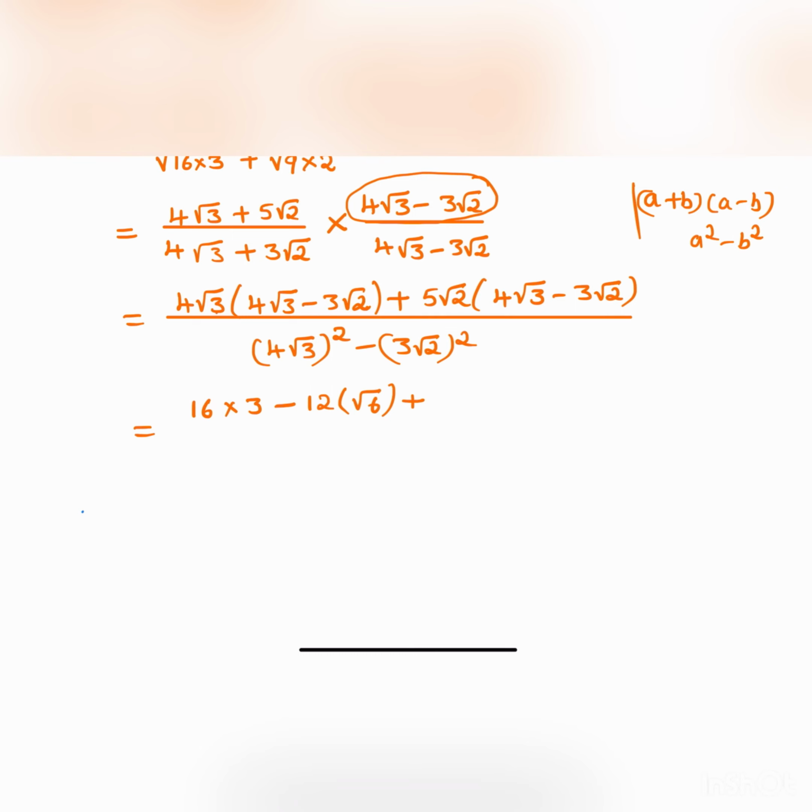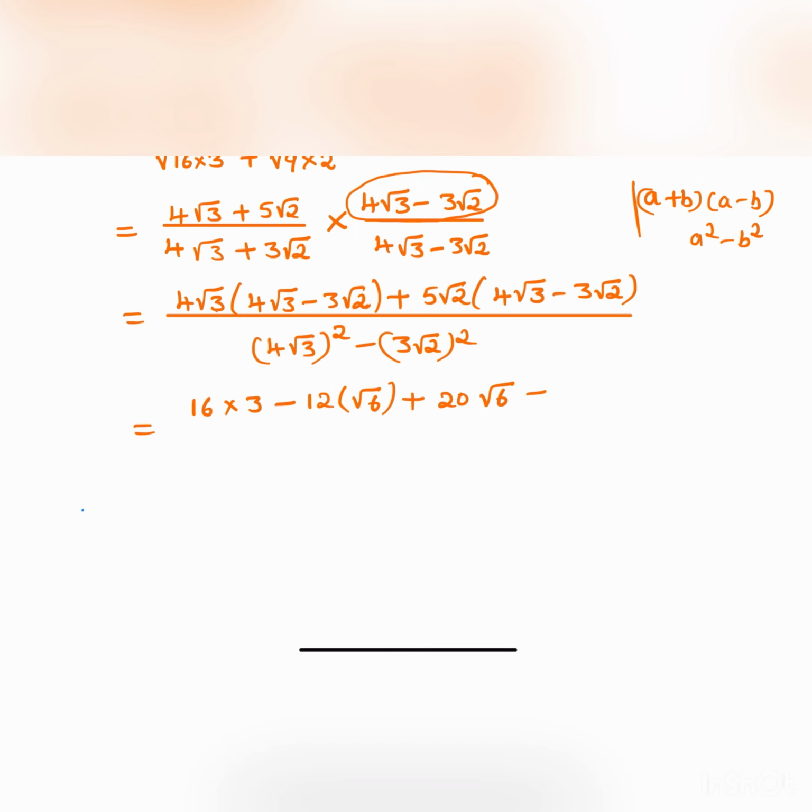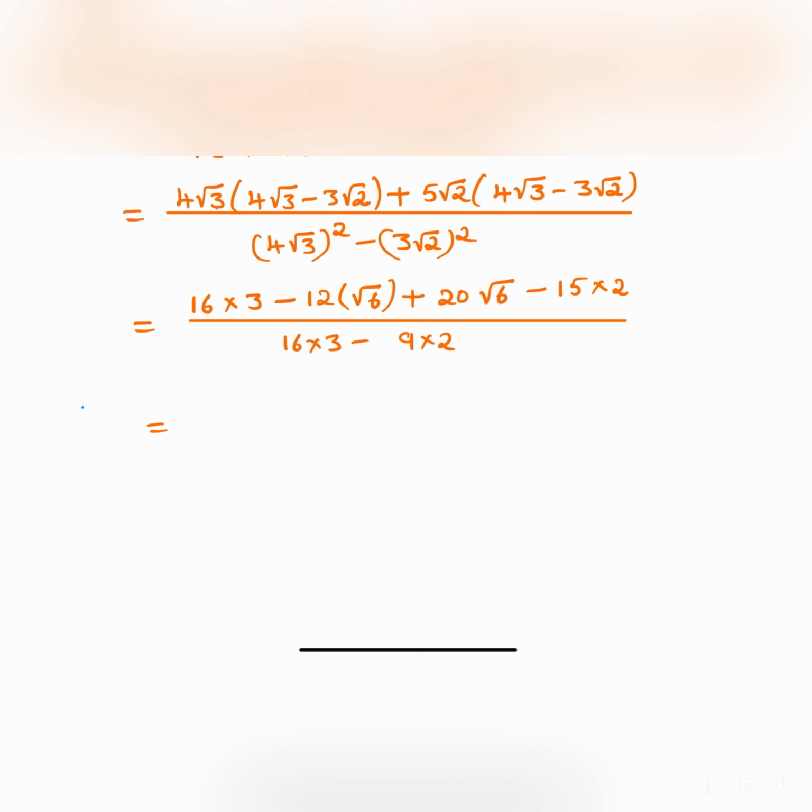And now we will multiply by 5 root 2. 5 4s are 20. Root 6 minus 5 3s are 15. Root 2 into root 2 is 2, divided by 4 root 3 whole square. It will be 16 into 3 minus 9 into 2. Okay, let us simplify further. 16 3s are 48 minus 12 root 6 plus 20 root 6. We can subtract, we'll get plus 8 root 6 minus 15 2s are 30, divided by 16 3s are 48 minus 9 2s are 18.